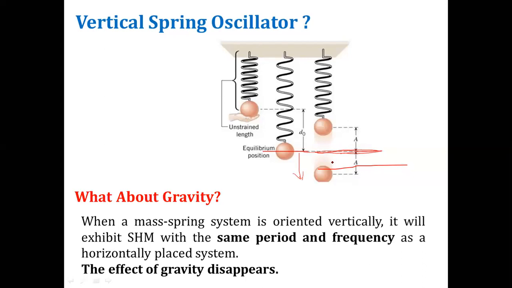Ask your TA or faculty member to prove that if you don't know how that happens, and if you are still not able to get the answer, then message me. We'll get back to this derivation and prove how the effect of gravity is going to disappear in this case, and how, if you take this position as your equilibrium position, you can treat it exactly similar to a horizontal spring case.